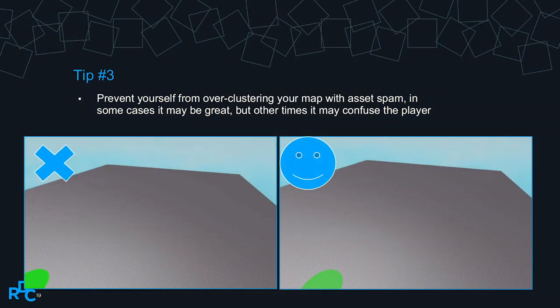My third tip: prevent yourself from over-clustering your map with asset spam. Now, obviously, this GIF is a little over-exaggerated, but you should always be thinking about the routes that your players are going to be taking from point A to point B. If you throw a bunch of random players into your game and they don't know what to do, that's not a very good sign, especially if there are assets cluttered all around them.